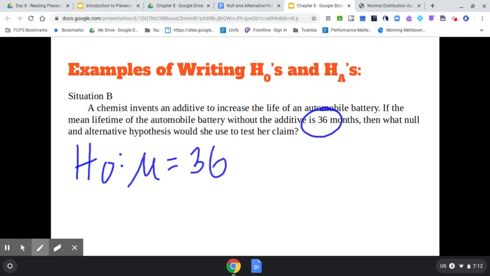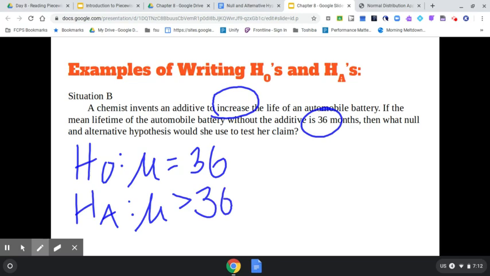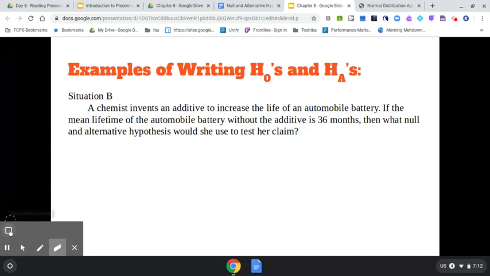If something is changing, we look for that keyword. This one said, the chemist invents an additive to increase the life. Our alternative hypothesis, if that value is changing, we believe it's going to be greater than 36 months. The average automobile battery will last longer, greater than 36 months, with the additive. All right, let's take a look at one more example together.